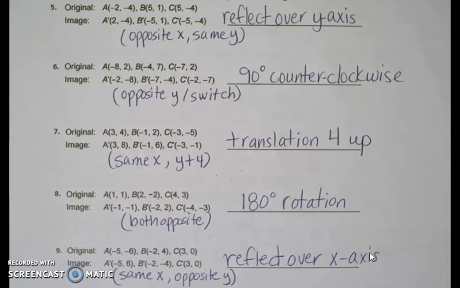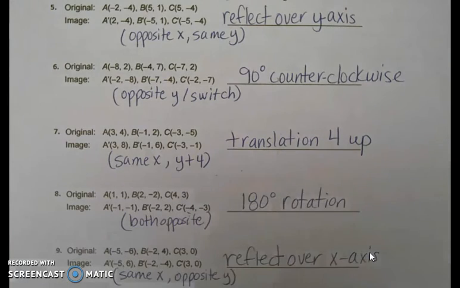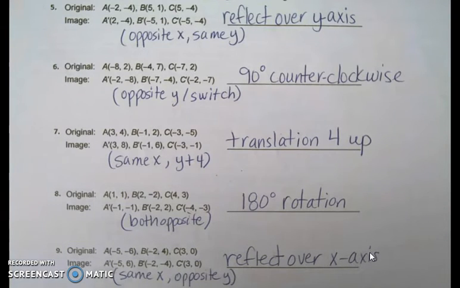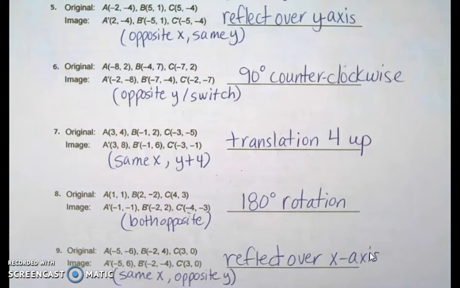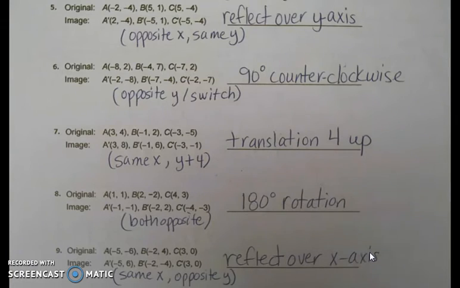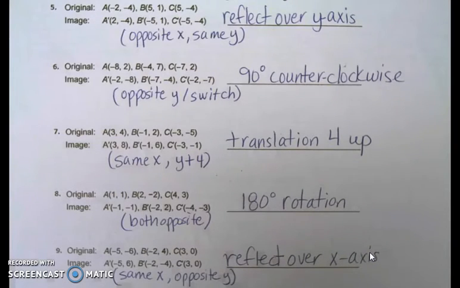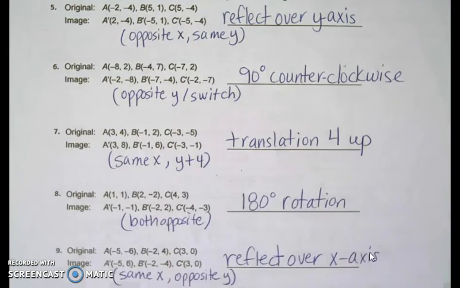Okay, let's go through these and see if you got what we got here on the paper. A was -2, -4. A prime was 2, -4. So you notice that the change was an opposite x, but the y value stayed the same. And if you look at B to B prime, C to C prime, you'll see that it followed the same rule. So when you go back to your notes and you look at which rule that applied to, it was reflecting over the y-axis.